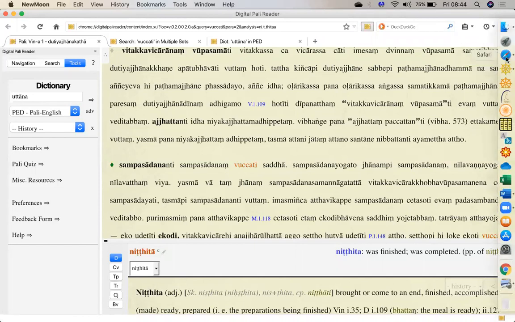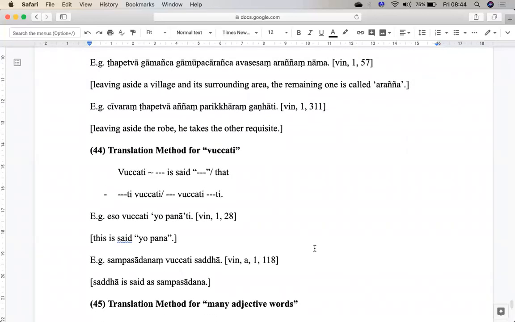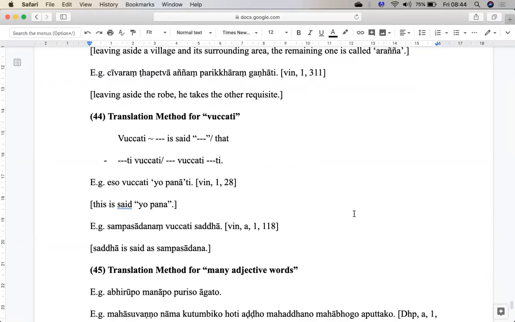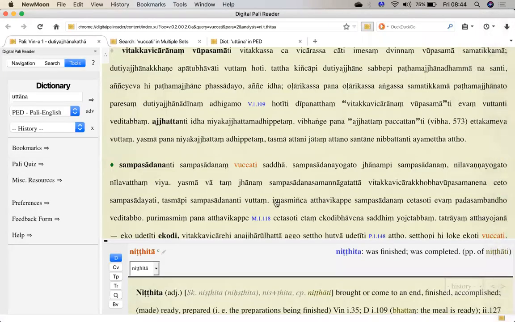Hi, Sayadaw. So I got a question. What would be the difference in the following two cases? For the second example, you said sampasadanang vojati sadda. If we put the iti in the front of the vojati, it would be sampasadananti vojati sadda. And if we put it in the back, it would be sampasadanang vojati saddati. Are they the same or different?